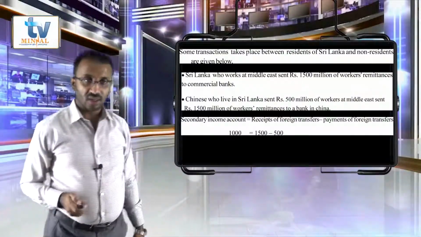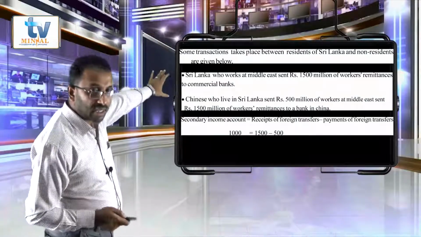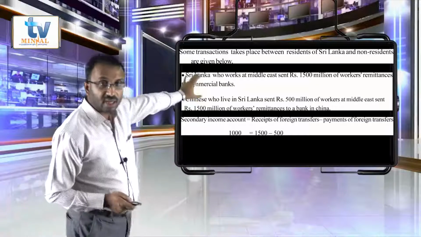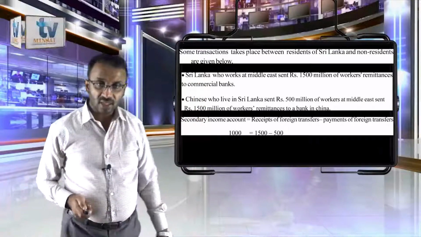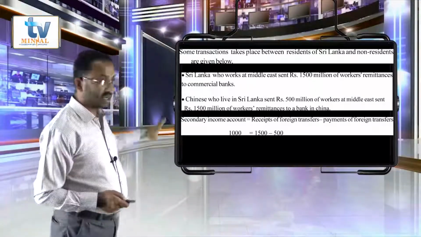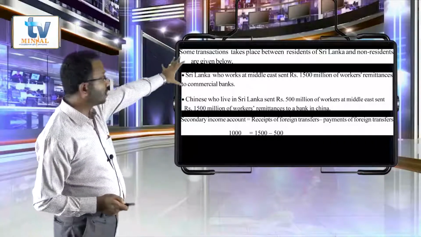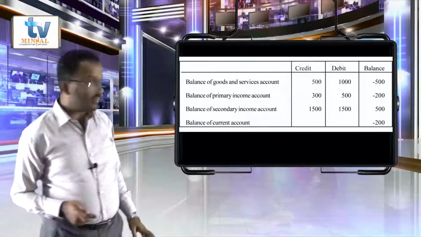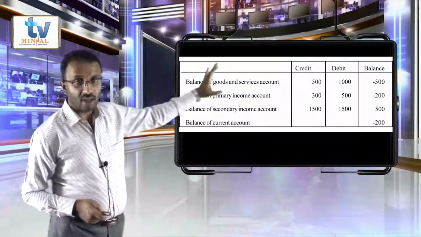So here, now we can see the secondary income account. Receipts of foreign transfers, how much here? 1,500, minus payments of foreign transfers, how much here? 500. So together we can get the balance here. Secondary income account will be this 1,000. Right? So now from this chart we can simply get some idea.